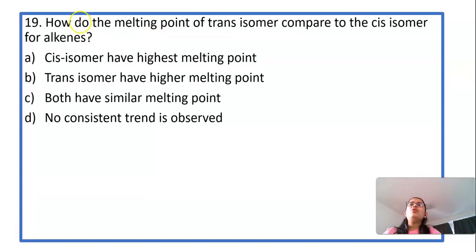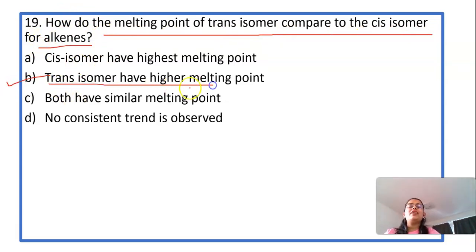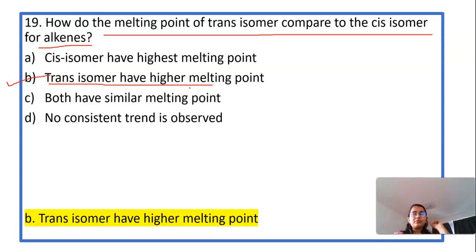Question number 19, how does the melting point of trans isomer compare to the cis isomer for alkenes? So there are 4 options. So the correct option is trans isomer has higher melting point. Remember that. Trans isomer has higher melting point. B is the correct answer.